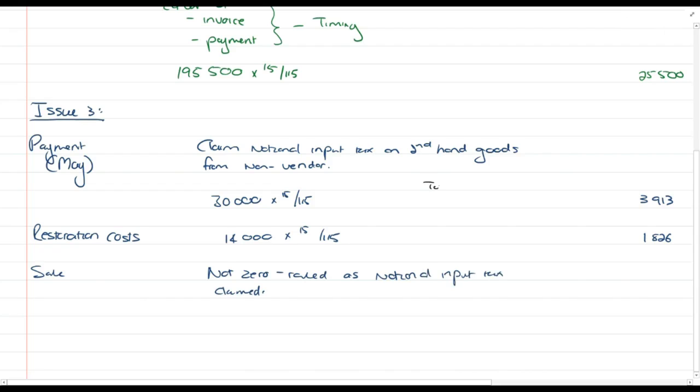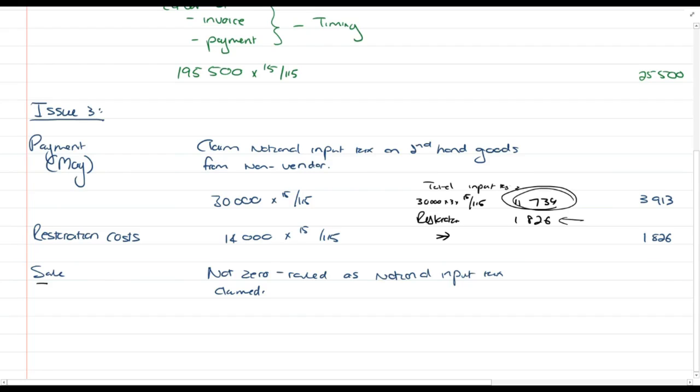So let me just quickly put it in a different color to show you. What is the total input tax that we claimed on this? It would be 30,000 times 3 times 15 over 115, which is 11,739, plus the restoration costs that we had now, 1,826. Now what I want you to see is this rule: when you sell it, this export, it's only the notional input tax that is repaid. The other amount you can still claim.